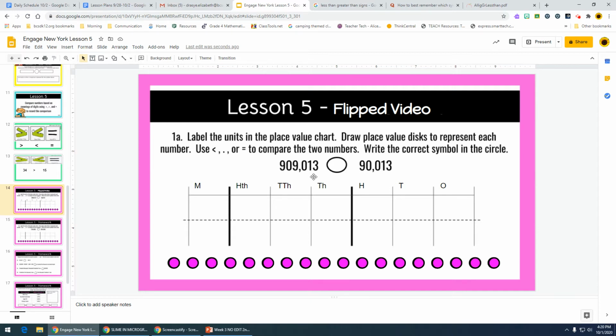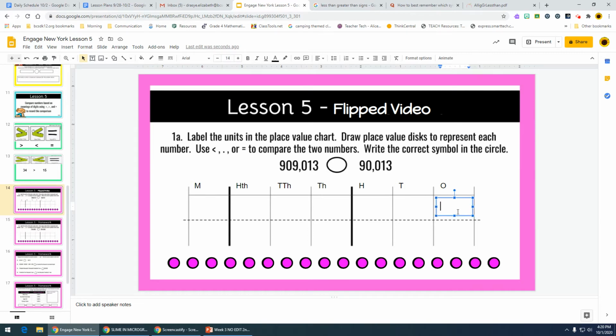So I'm going to always start with my ones and fill in my number. I have a 3 in the ones, a 1 in the tens, a 0 in the hundreds, a 9 in the thousands, a 0 in the 10,000s, and a 9 in the 100,000s. My first number reads 909,013.